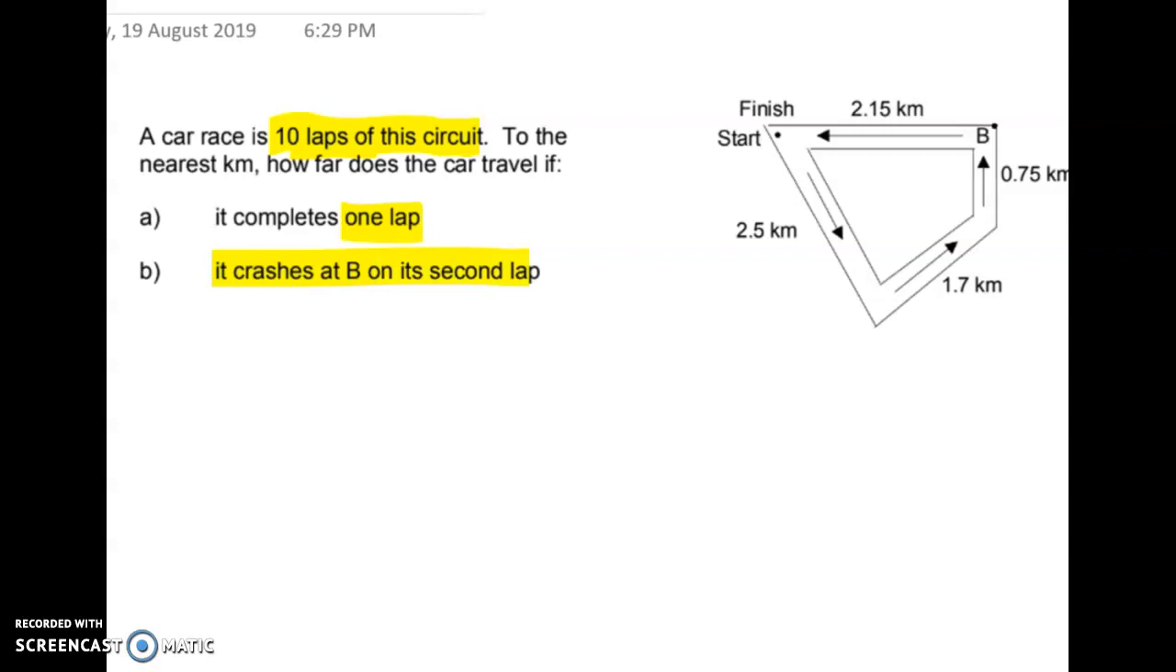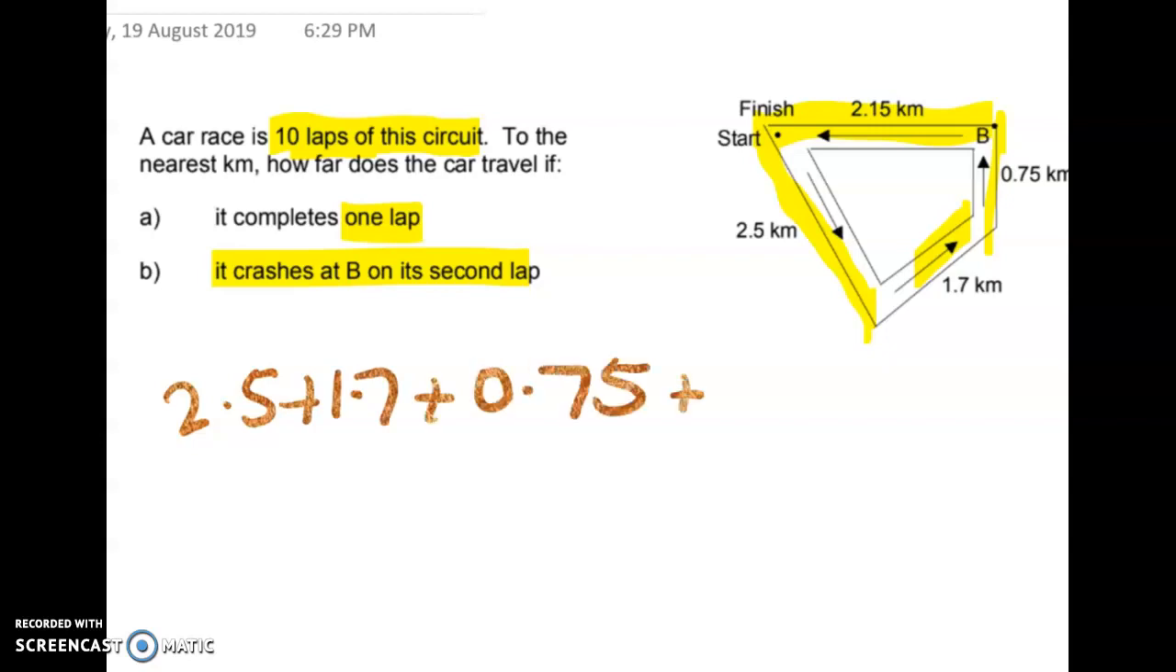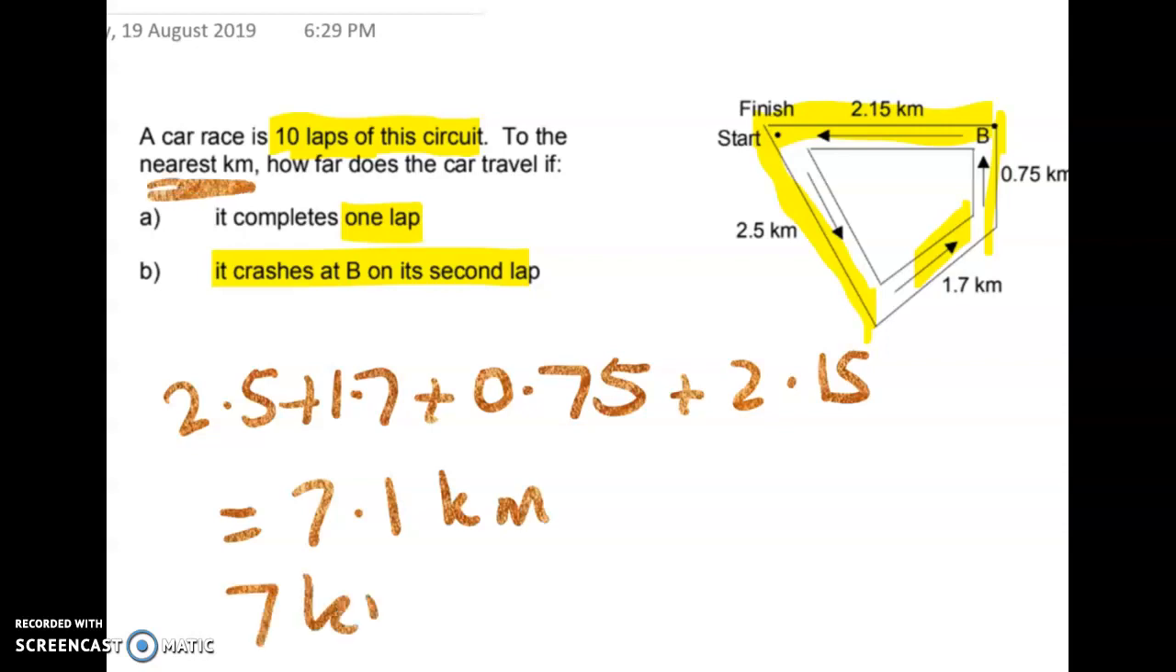Okay, so let's first of all see how far it goes if it does one lap. Well, it goes here, here, here, and here. And so if we add those lengths up, we get 2.5 plus 1.7 plus 0.75 plus 2.15. And if we chuck all of that into our calculator, we get 7.1 kilometres. But we were asked to give our answer to the nearest kilometre. So it's 7 kilometres to the nearest kilometre. Okay, and that's the sign we can use for roughly equal to.